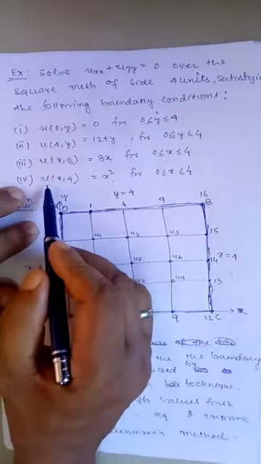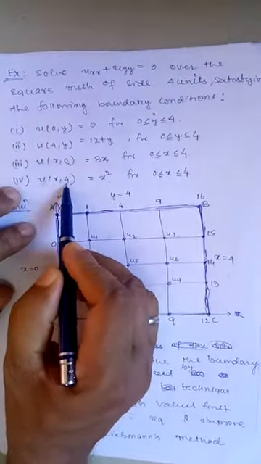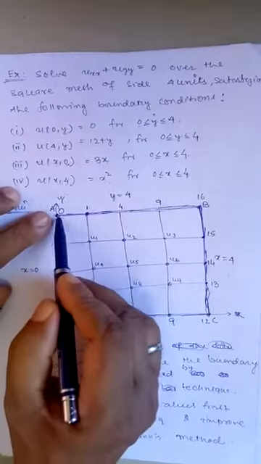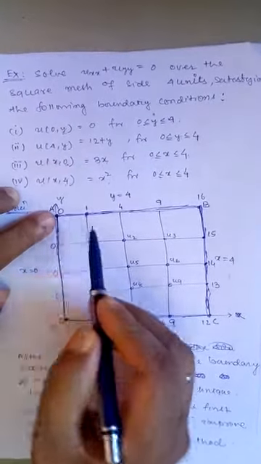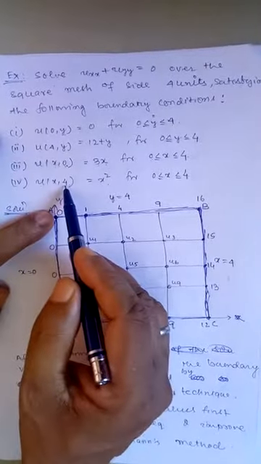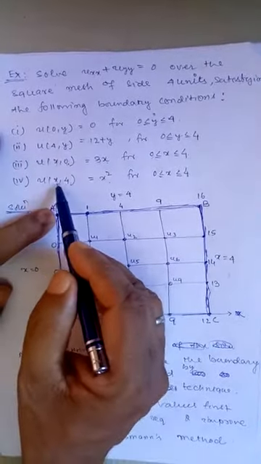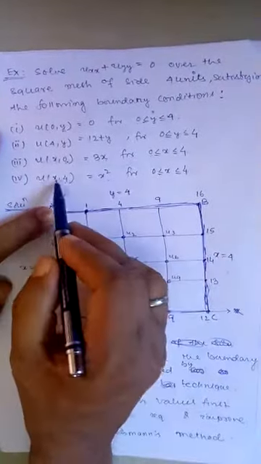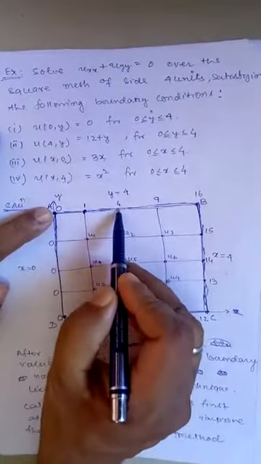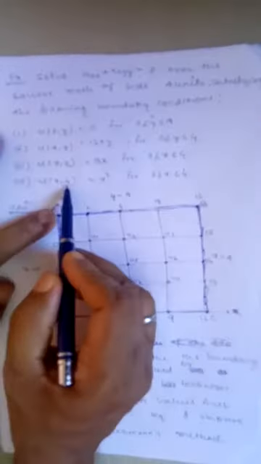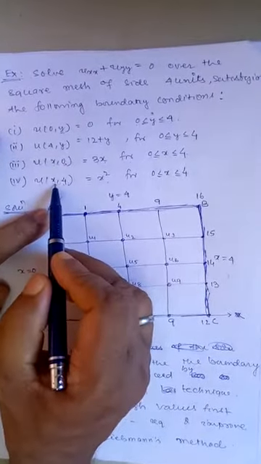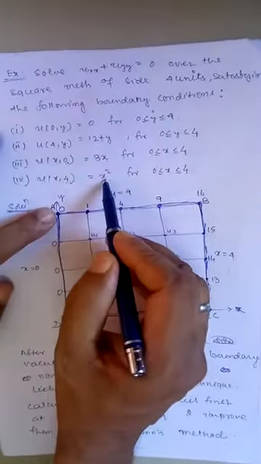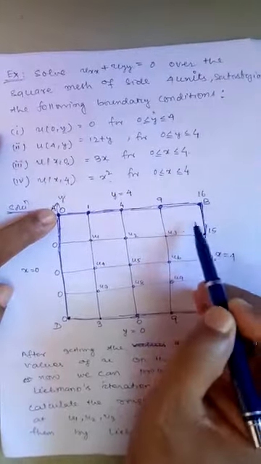Then similarly the boundary values corresponding to y equal to 4. y equal to 4 means we will go for this one. So this line is y equal to 4, because this is the y axis. So y is fixed. Now u of 1 comma 4 is x square, means 1 square, 1. u of 2 comma 4 is 2 square, that is 4. u of 3 comma 4 is 3 square, that is 9. u of 4 comma 4 is nothing but 4 square, 16.